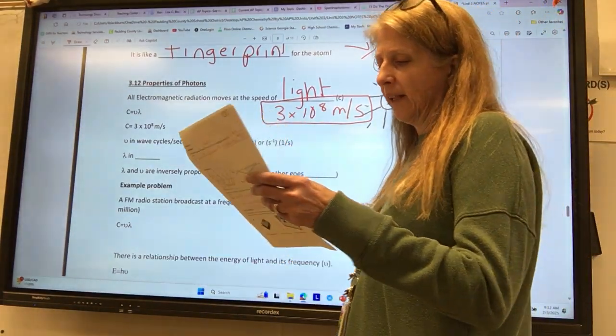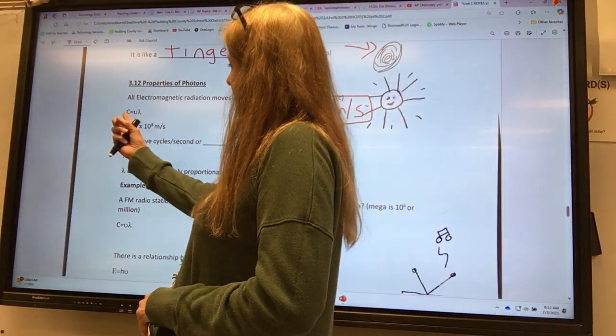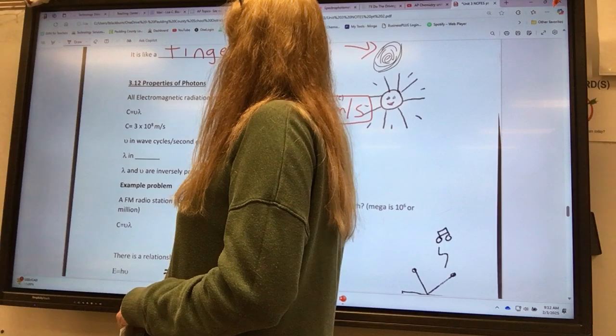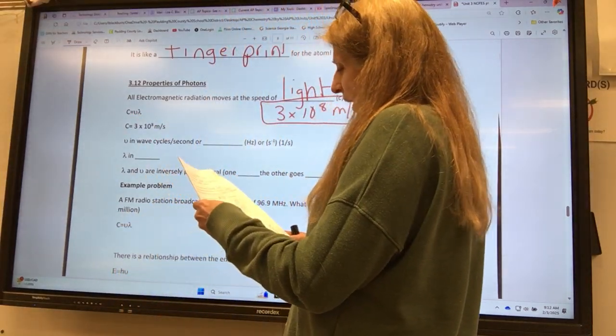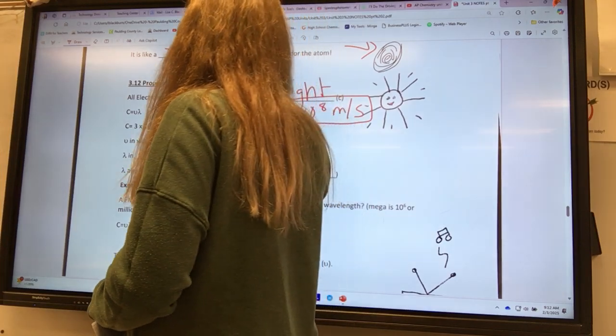It might be. Okay, so this is one of our formulas. c, the speed of light, equals the wavelength times the frequency. So ν is the frequency, the waves in cycles per second, or hertz.